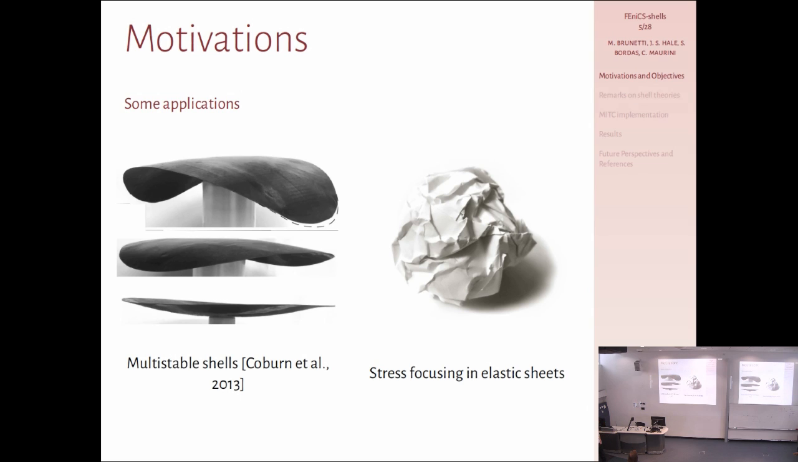A shell is multistable when it has more than one stable equilibrium configuration, even in the absence of applied load. In another application, we have some analytical scalings for the stress focusing in elastic sheets, like a piece of paper. For example, the scaling of the energy with respect to the thickness of the sheet of paper of each fold.